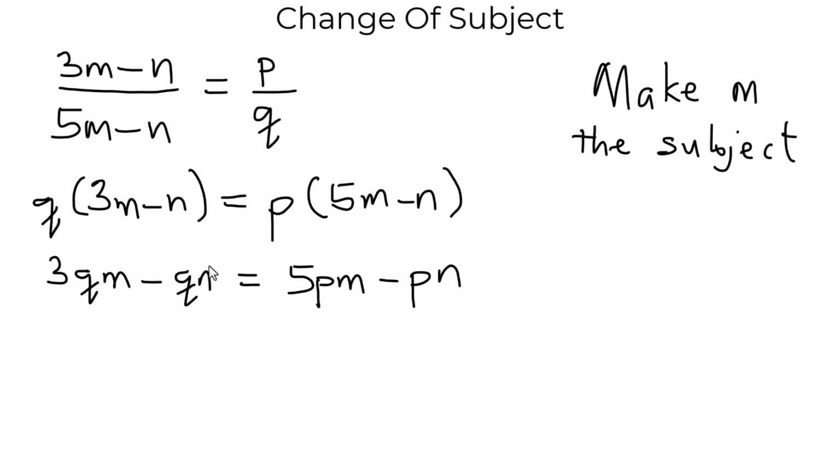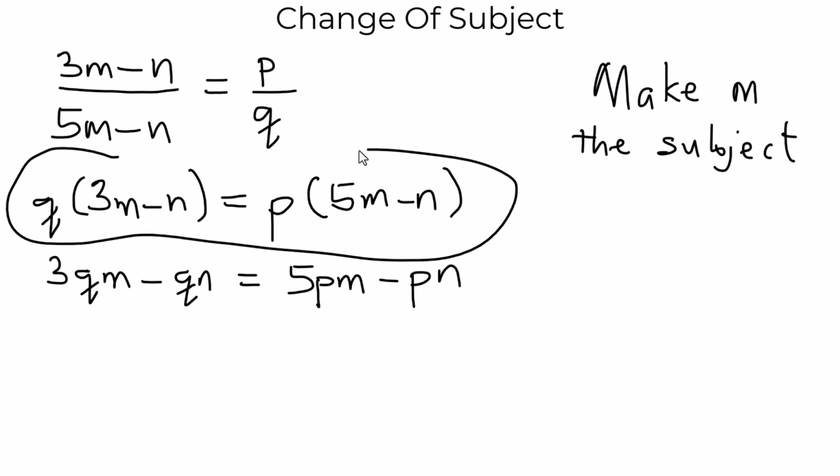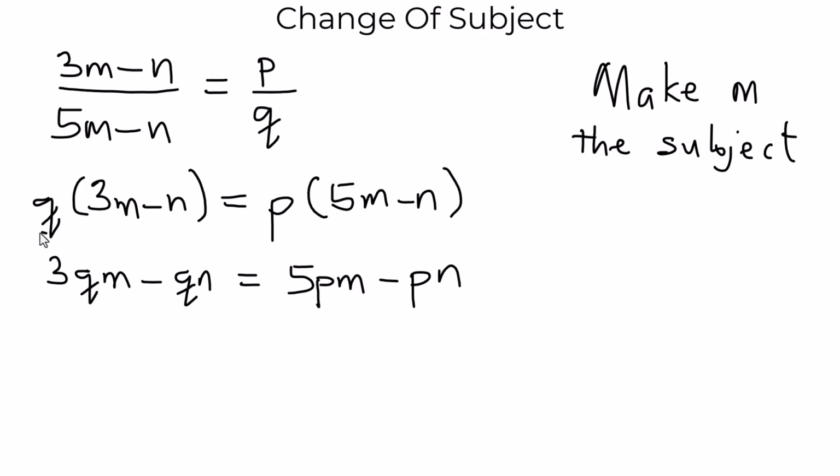So after expanding this side, we have what we have added down. So q times this gives us this. I hope you followed through when we were expanding. Now see something. We are making m the subject, right? We are trying our best to make m the subject. So basically what we have to do now is to check this equation and look at where we can find m and group them together.